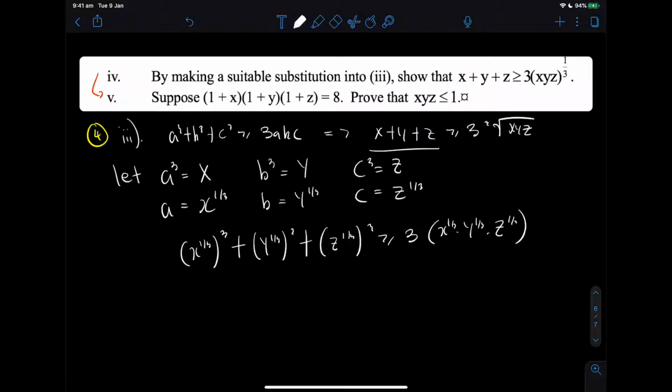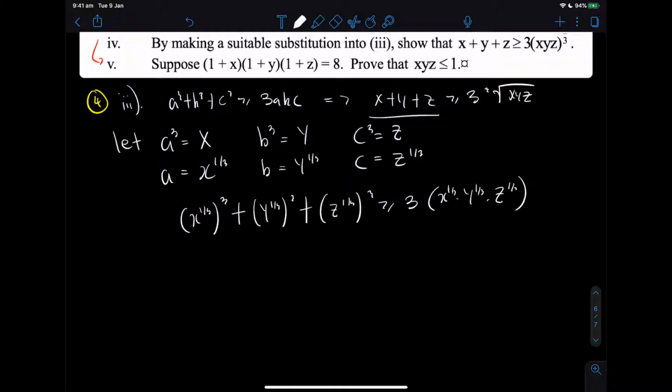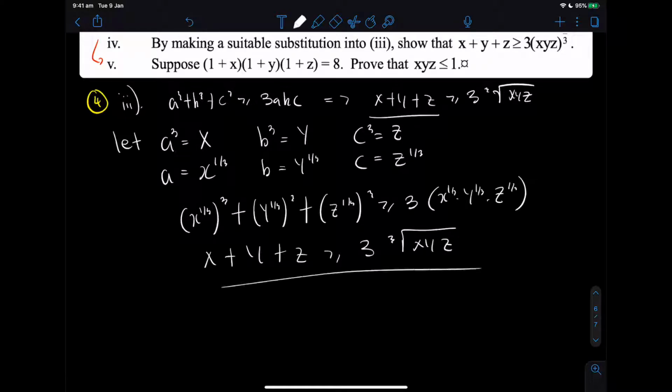Cool. So now we can see how this lines up with what we needed. It's a very nice equation there. And that's essentially it. That's what we needed to prove.